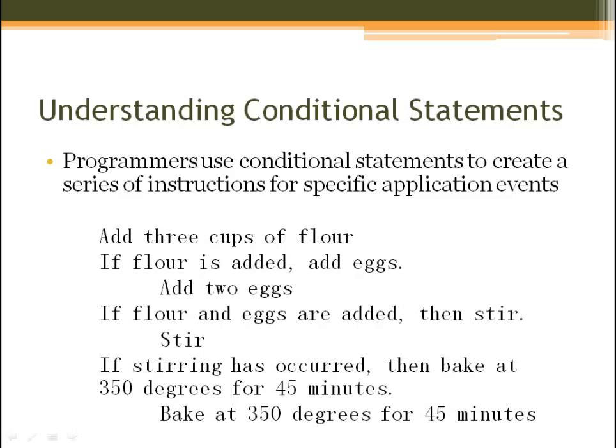So, if we have the following code, it says, add 3 cups of flour. If flour is added, add eggs. Then it says to add 2 eggs. Next it says, if flour and eggs are added, then stir. And then you stir. If stirring has occurred, then bake at 350 degrees for 45 minutes. And the action here would be bake at 350 degrees for 45 minutes.